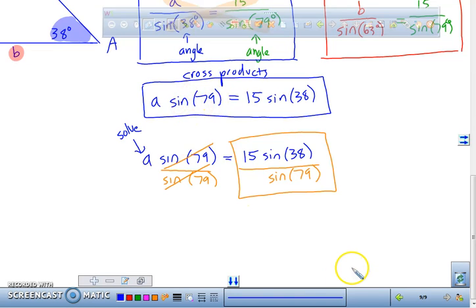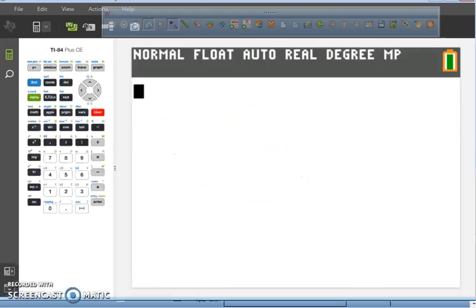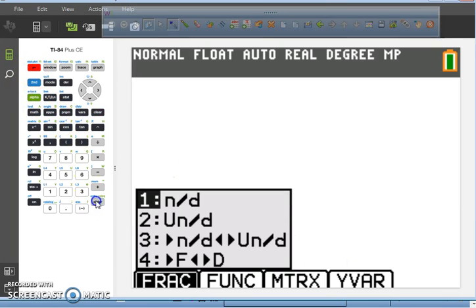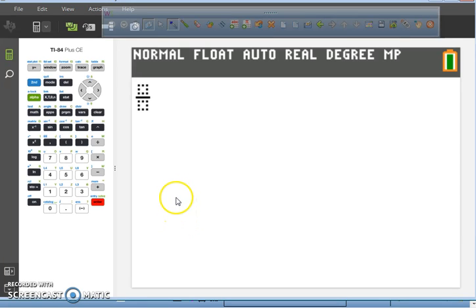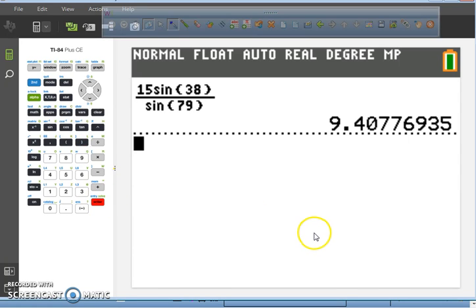So if you have your graphing calculators, right? What you can do, hit alpha, y equals, enter. All right, and in the numerator, what are we going to type in the numerator? 15 sine what? 38. Close the parentheses. Down here, what are we going to type in? The sine of what? 79. Press enter. What do you get? 9.407. Just round it to the nearest tenth, which would be 9.4.